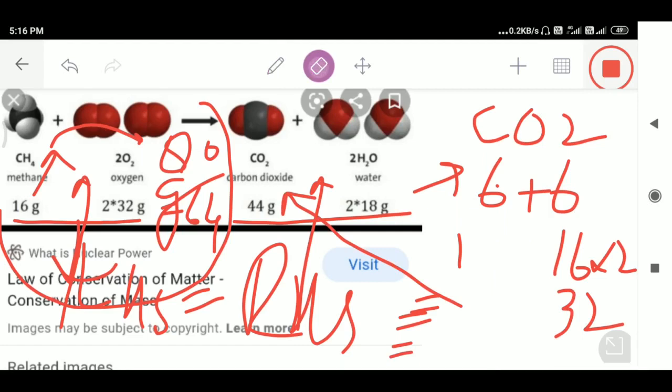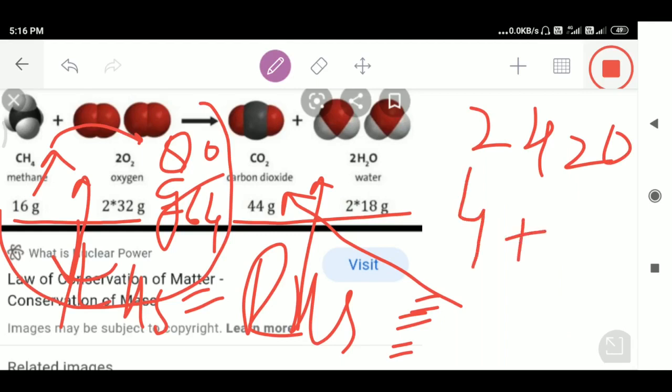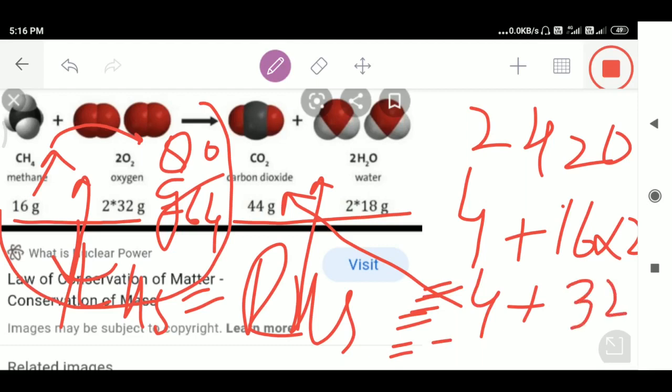Now another product, that is water. That's twice water. This 2 is a multiple of the hydrogens as well as the oxygen. 2 hydrogens twice are 4, plus 2 times oxygen, that is 16 into 2. That is equal to 4 plus 32, which is equal to 36. So as far as water is concerned, the mass of twice the water molecule is 36.